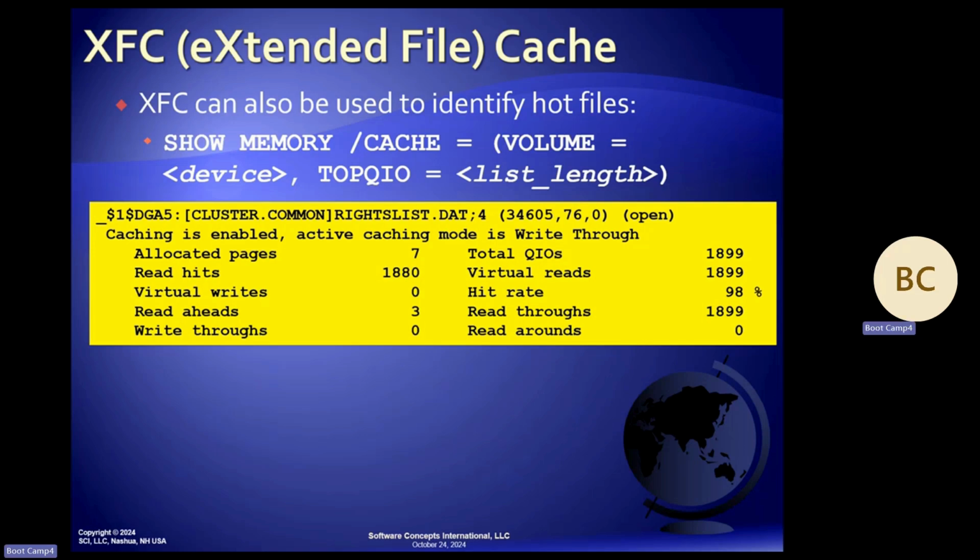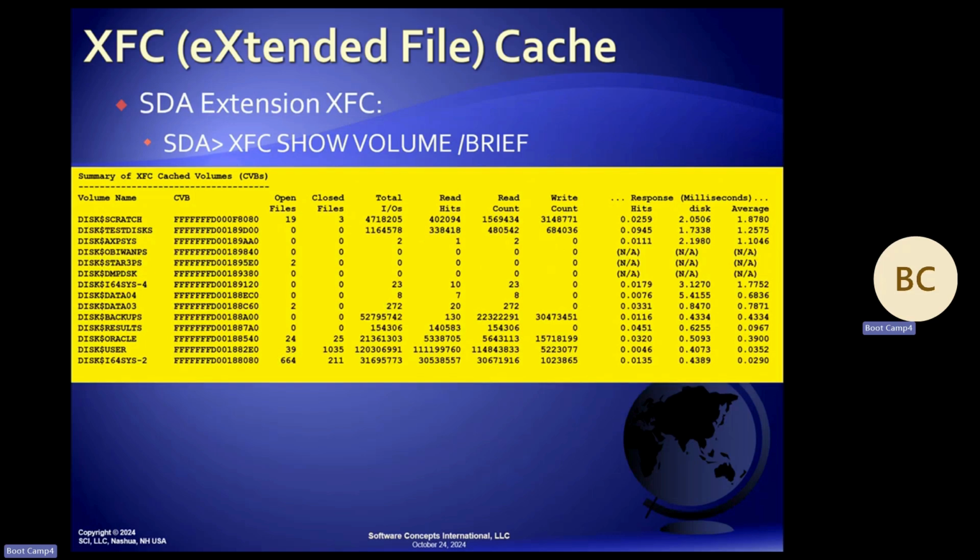Pricelist.dat, you can also set some global buffers on. RMS global buffers, that's nice, because then all the processes can benefit from that. All right, there's also an SDA extension, XFC, that gives you statistics about XFC.